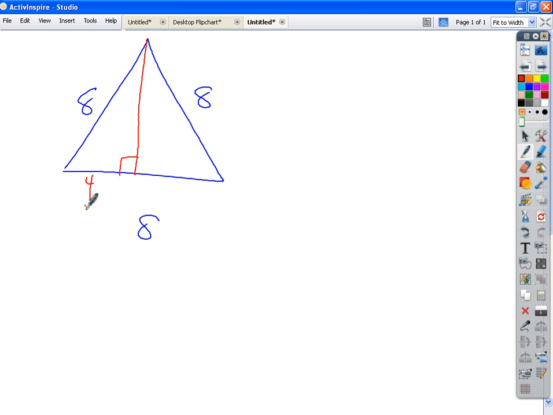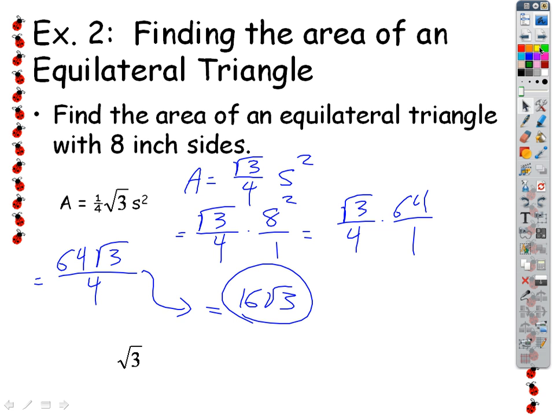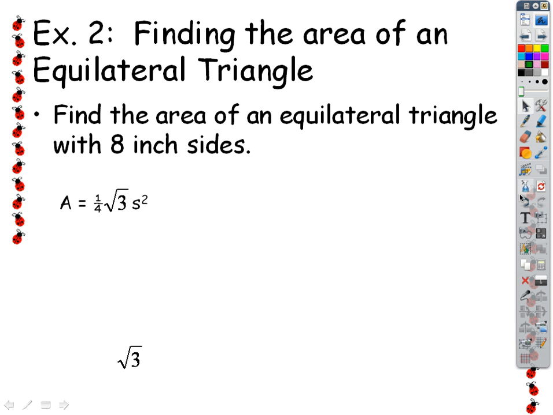and then I could have done 1/2 the base times the height, but I would have had to go through that whole Pythagorean theorem process. That's not as easy, is it? What we did was better, simpler. Okay, so that's good. That formula works well. All right, moving on.